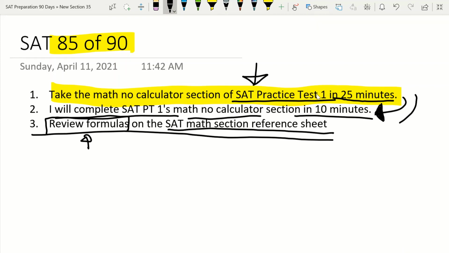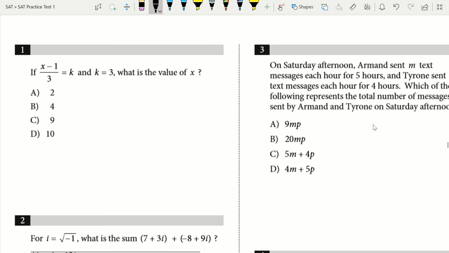All right, if x minus 3 equals k and k equals 3, what is the value of x? Well, I'm substituting 3 in for k. I'm going to multiply each side by 3 so I can get x without a denominator. 3 times 3 will give me 9, so now I have 9 equals x minus 1. I'll add 1 to each side. 9 plus 1 gives me 10 equals x. So my answer is going to be D.